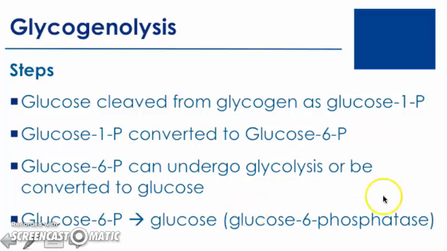Glucose 6-phosphatase is needed to convert glucose 6-phosphate to glucose. Glucose 6-phosphatase exists in the liver, but not in the muscle. Therefore, the liver can aid in regulating blood glucose because it can convert this glucose 6-phosphate to glucose, and then that glucose can enter the bloodstream.